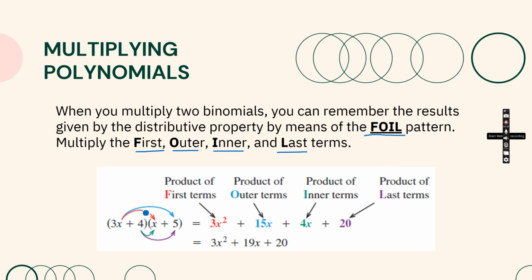So we're really just taking the first terms and multiplying them together. So for example, 3x times x gives you x squared. The outer terms, so for example, this 3x and this 5 will multiply together. 3 times 5 gives you this 15. The inner terms look like this, the 4 and the x. So 4 times x gives you 4x. And finally, the last terms of each of the polynomials, 4 times 5. 4 times 5 gives you 20, and then we just combine.